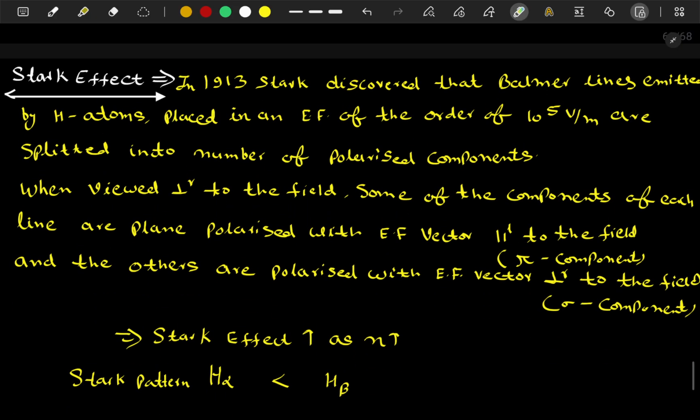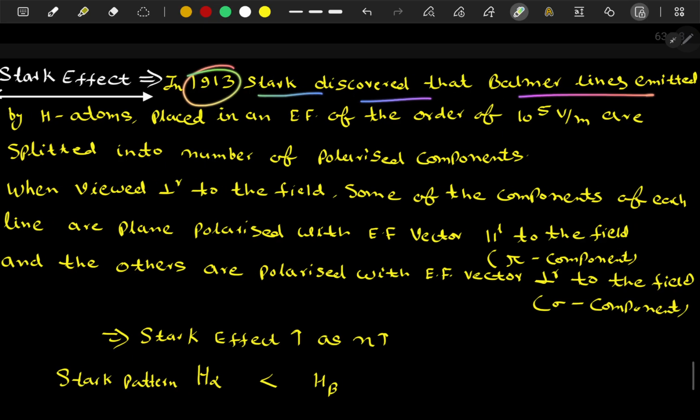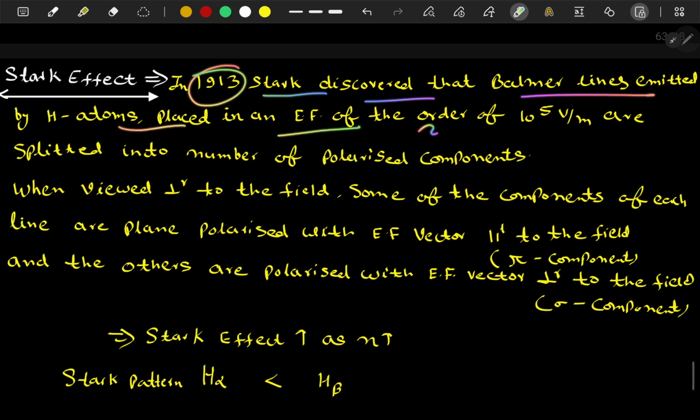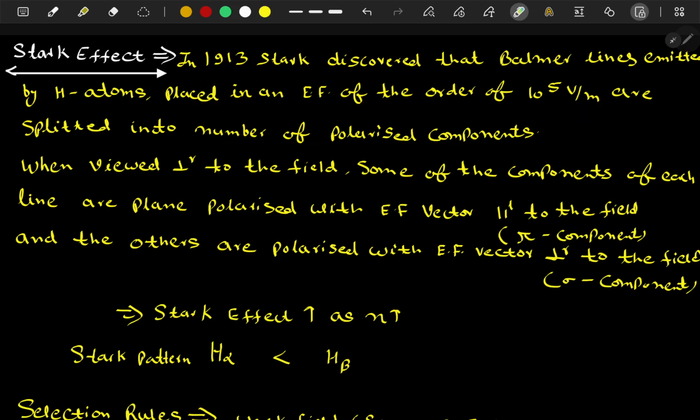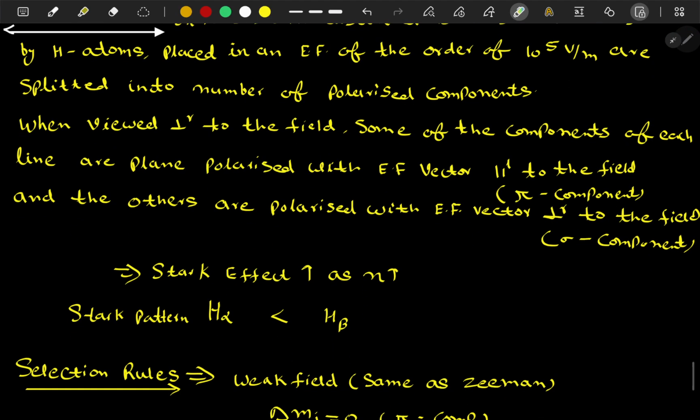Now we have reached the point where we will forget B for some time, and now we will go for electric field. So in 1930, Stark discovered that the Balmer lines emitted by hydrogen atom placed in an electric field of the order of 10 to the power 5 volt per meter are split into a number of polarized components. So now what is the electric field? Lines are splitting.